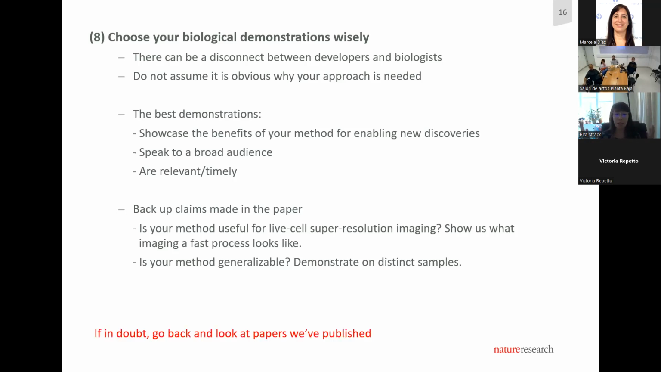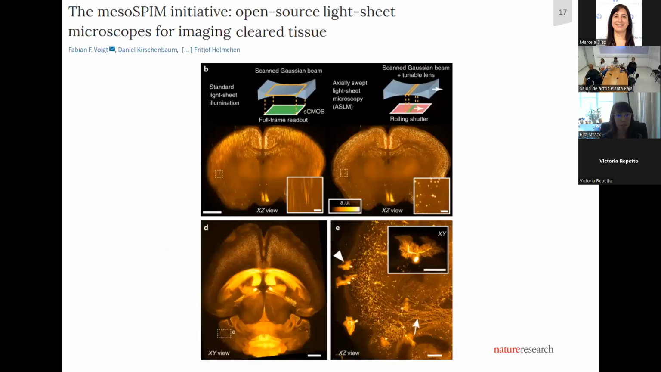And again, if in doubt, go back and look at what we've published. We have a big training data set available for you to really get a sense of what our standards are. And also, you can talk to us as well. If you are an early career researcher, especially, you're not sure if your story is something that we'd be interested in, shoot me an email. I'm very happy to chat.